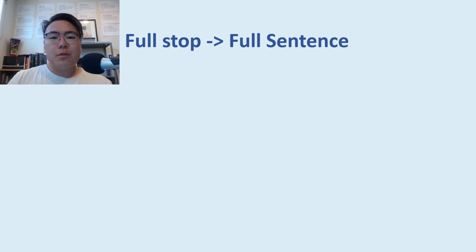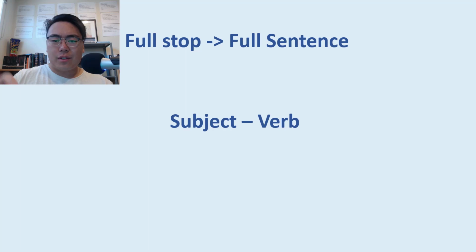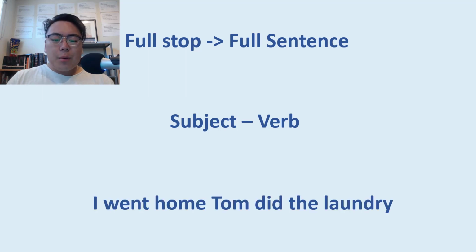The basic way that we define a full sentence is when you have a subject and a verb and they're working together and the idea sounds complete. I'll show you an example. You say, I went home and Tom did the laundry. Here we have two clauses: I went home, Tom did the laundry. The subject, the thing doing the action, in the first one is I, the verb is went, and the object is home. So that's a full idea.